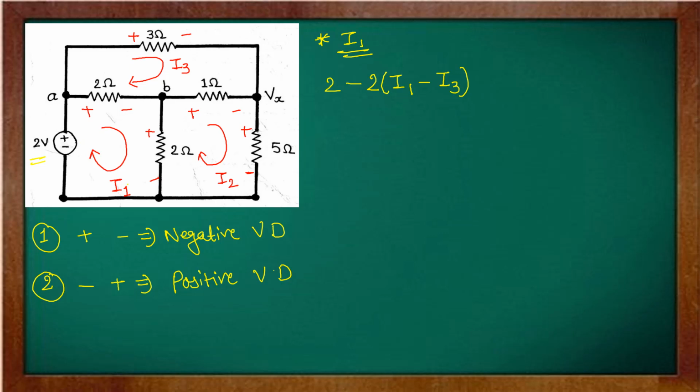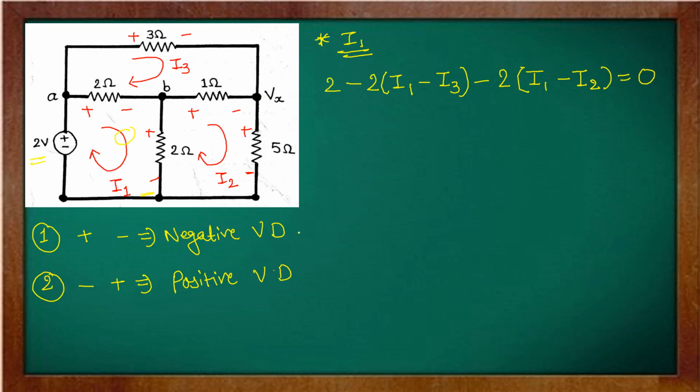Now, the last element of this loop, that is 2 ohm. Again, see the polarity changing from positive to negative, so the voltage drop is negative. The value of the resistor is 2. Again, that is part of two different loops. I1 is entering from the positive terminal and I2 is entering from the negative terminal, so the current is I1 minus I2.